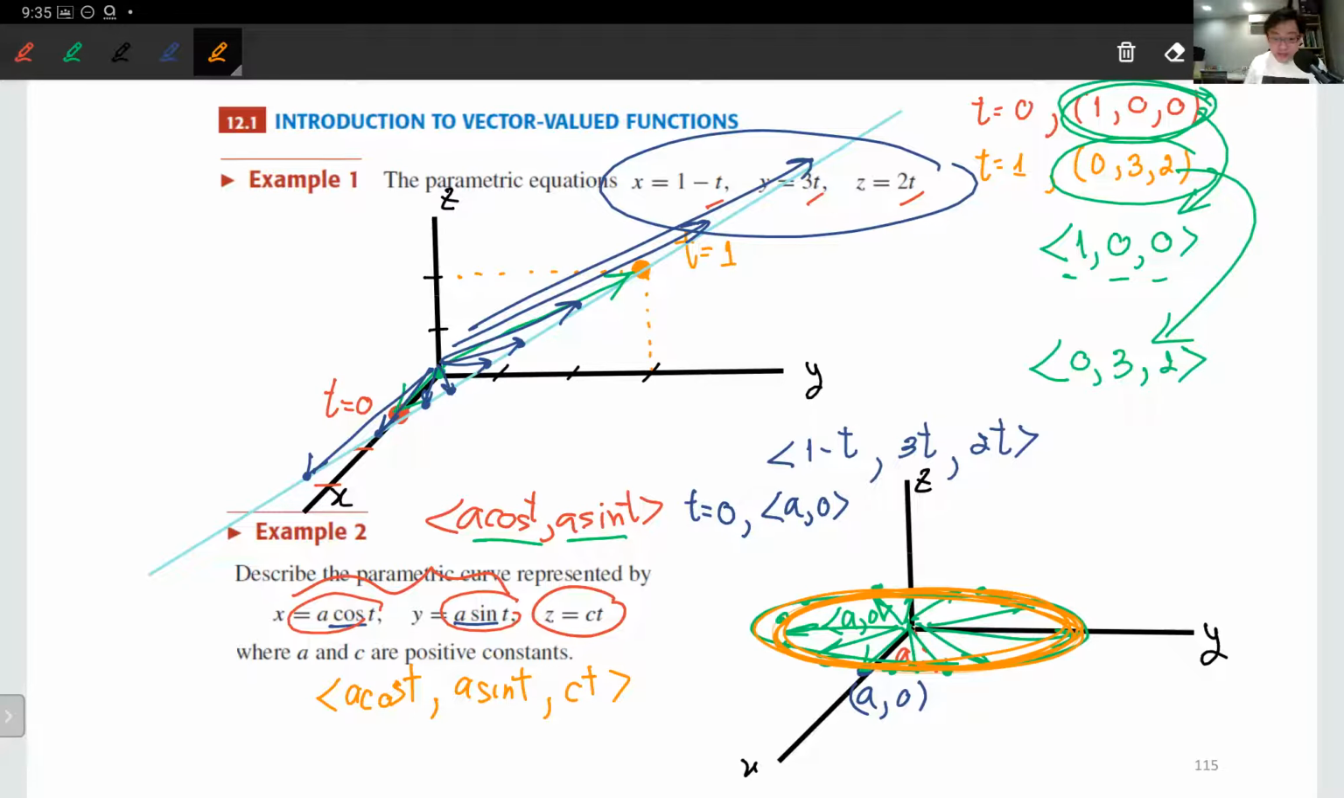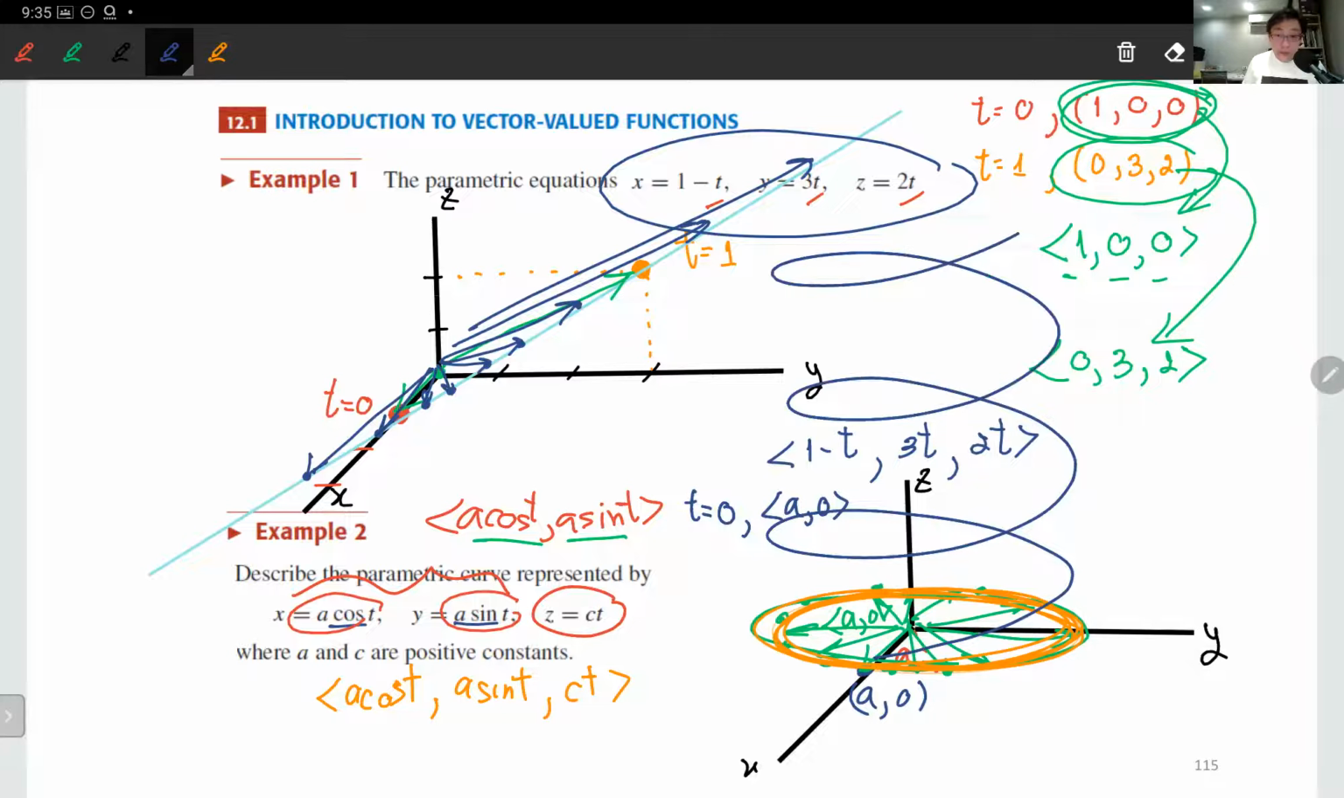What are you going to get? What are you getting? Of course, you're going to get the helix right there. With me? And that increase there, you just have the z component of the whole thing. That is the z component equal to ct. Yeah, that's the whole idea.